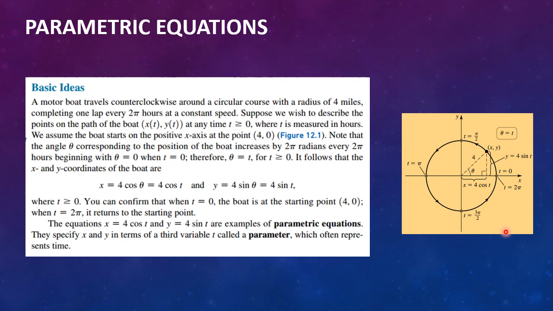The equations x equals 4 cosine t and y equals 4 sine t are examples of parametric equations. They specify x and y in terms of a third variable, t, called a parameter, which often represents time. So get that. Parametric equations specify x and y in terms of a third variable called a parameter, and the most common one is time.